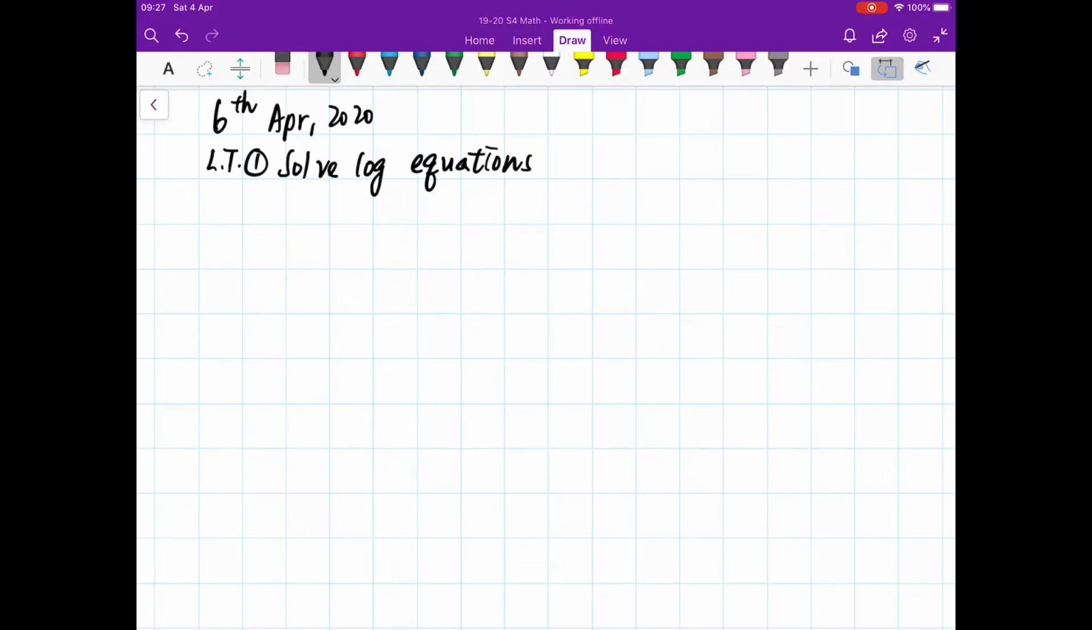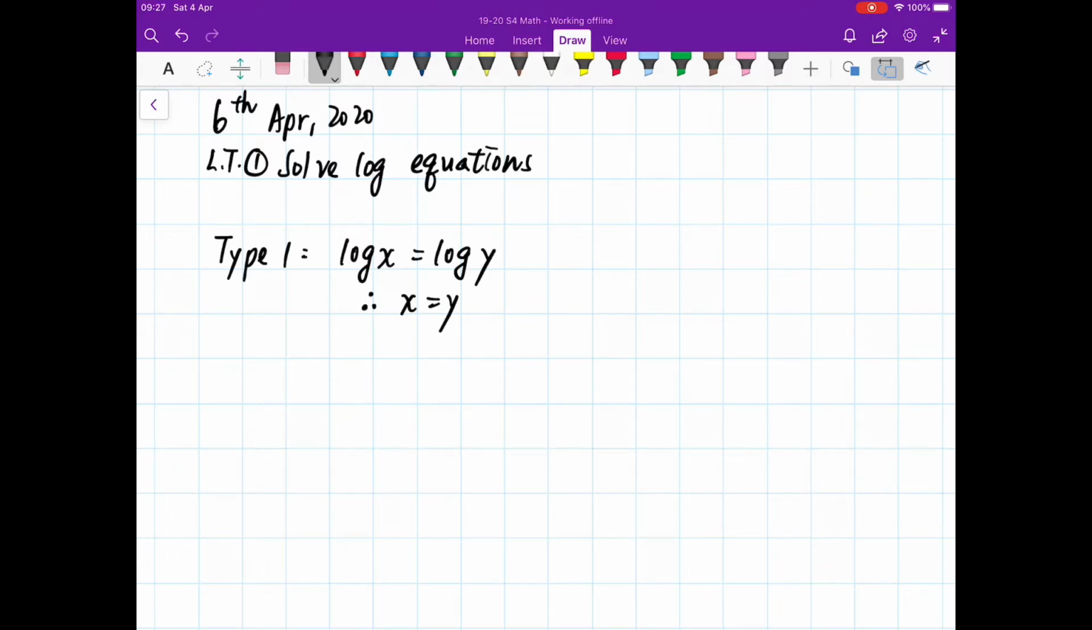So on your notebook, please help me to write down type 1, which is log x equals log y. So if we know that there is one log on both sides, then we can simply take off the log, and therefore in this case x is equal to y.